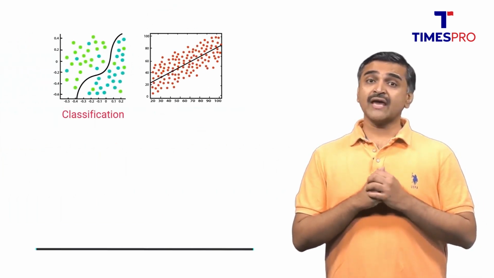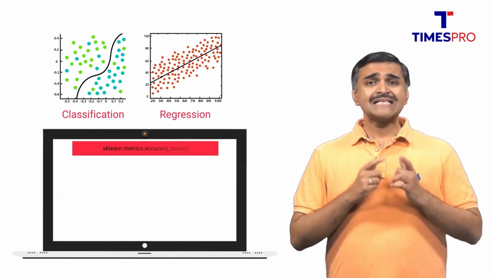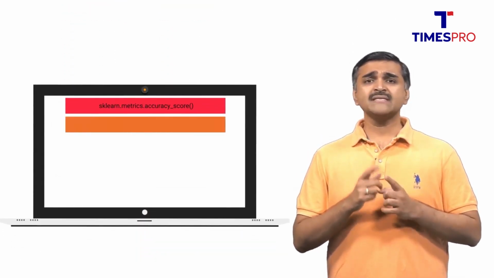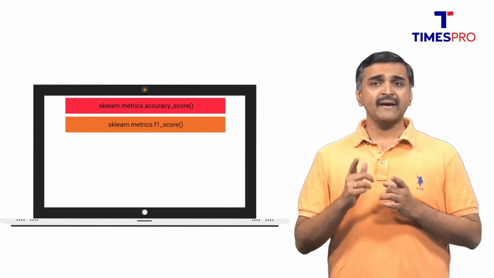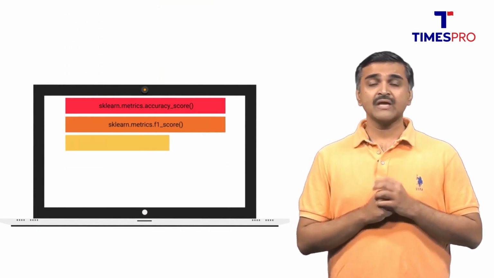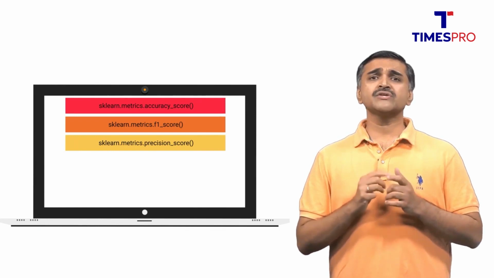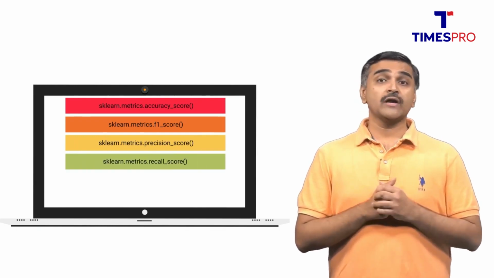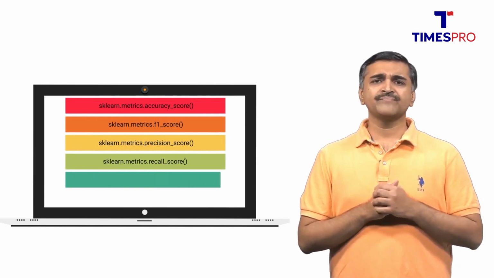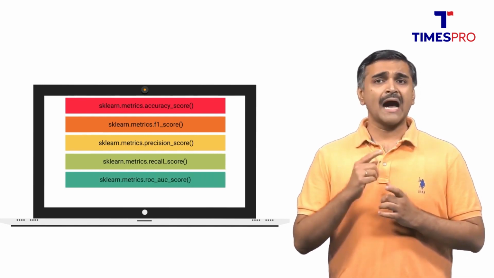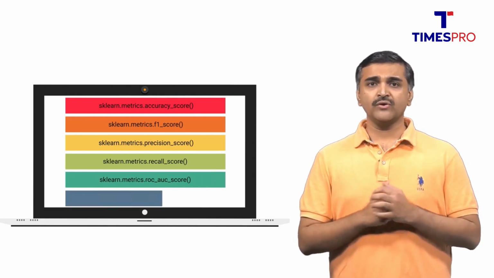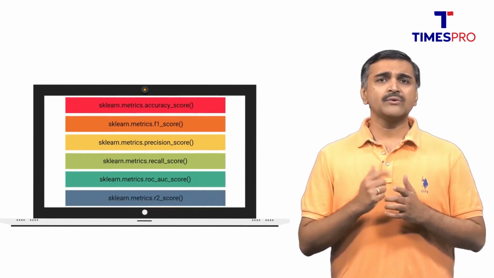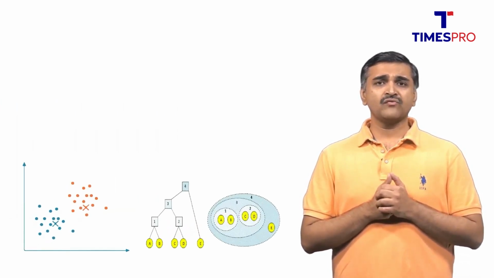Here are some of the methods in Scikit Learn used to measure the performance of classification and regression models. sklearn.metrics.accuracy_score, sklearn.metrics.f1_score, sklearn.metrics.precision_score, sklearn.metrics.recall_score, sklearn.metrics.roc_auc_score, sklearn.metrics.r2_score. Here are some of the classes in Scikit Learn used for clustering.